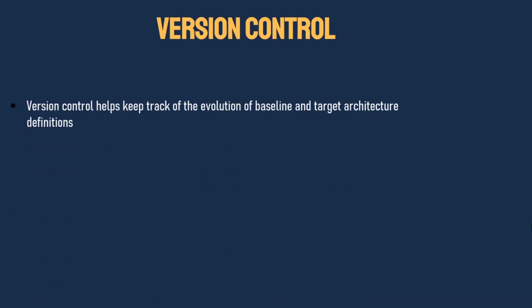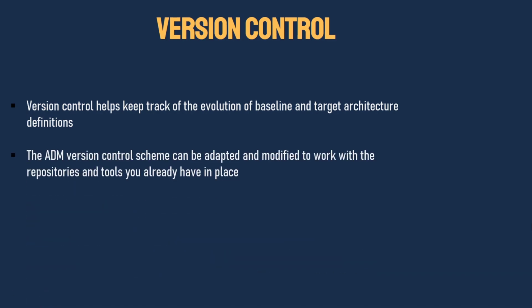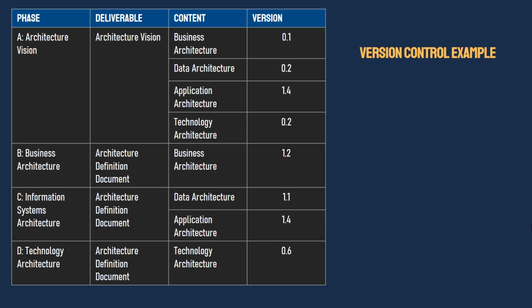Version control is very important because it helps keep track of the evolution of things like our baseline and target architecture definitions. The ADM version control scheme can be adapted and modified to work with the repositories and tools that you already have in place. An example of a version control framework is like the one I have on screen now.